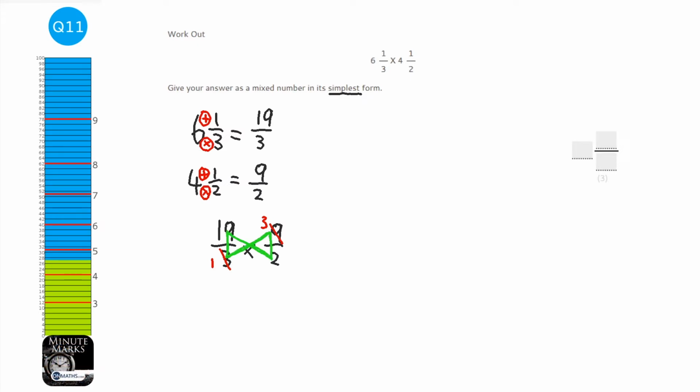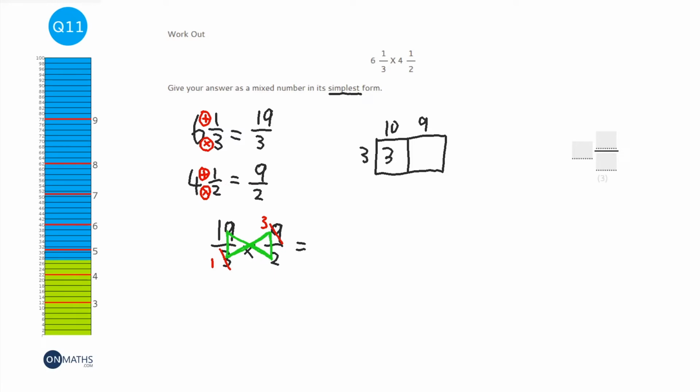So now instead of doing 19 times 9, I'm doing 19 times 3, and you can do any method you want. I mean, some of you would do 20 times 3 and take away 3, but let's do a little grid. 19 times 3, 30. 3 times 9 is 27. So 30 plus 27 is going to be 57. And now we're doing 1 times 2, which is 2.